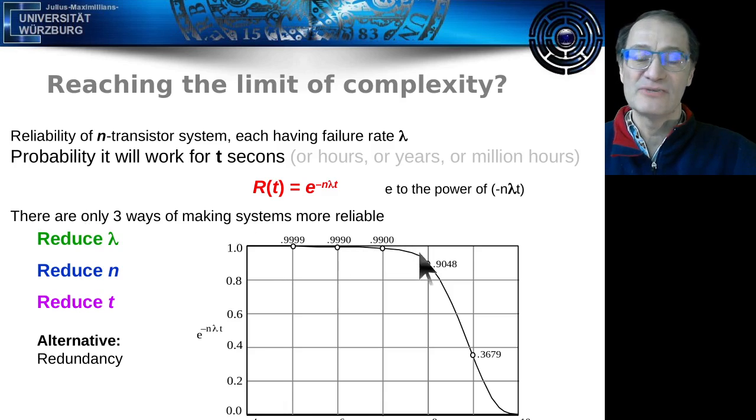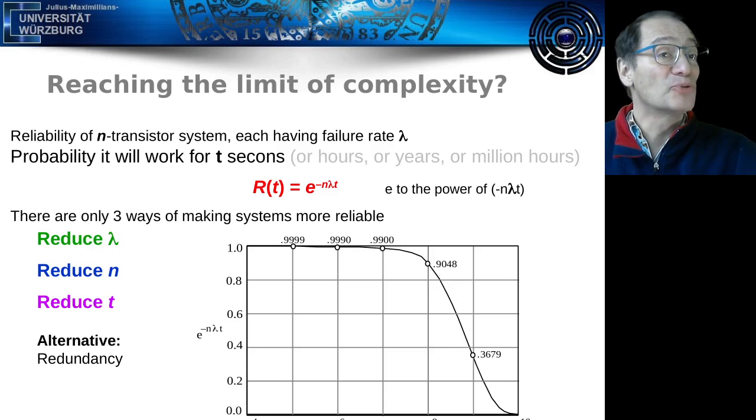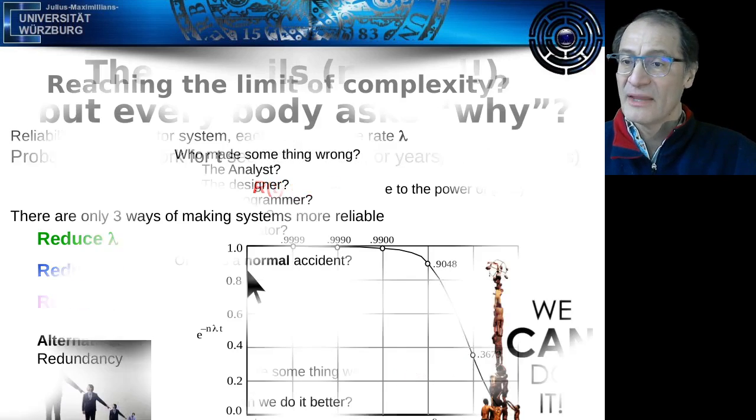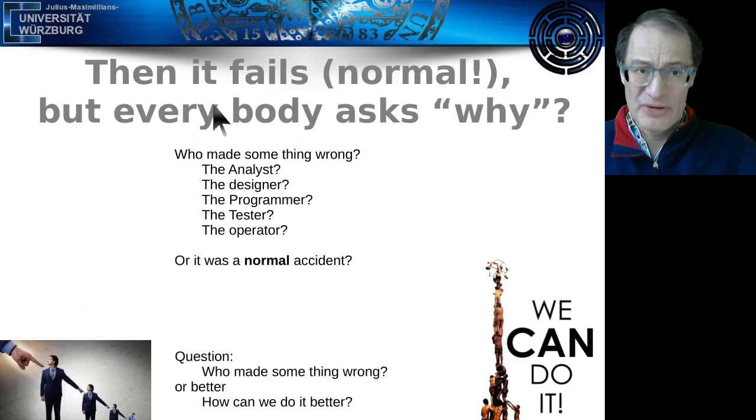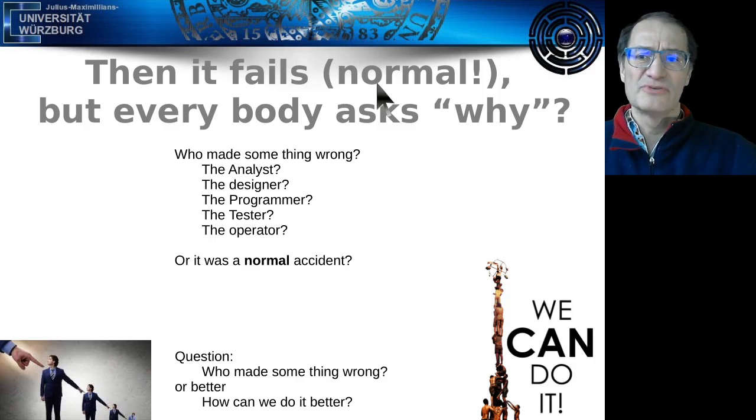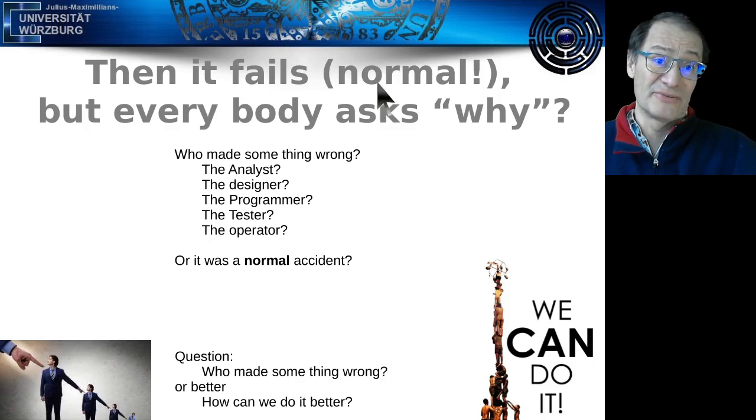This formula is only for one chain. If you have two or three parallel chains, then the probability that all of them are going to fail at the same time is very, very low. Then let's say you have done everything you can and the system fails, which I would say is something normal. A system failing is something normal. You should not be surprised.